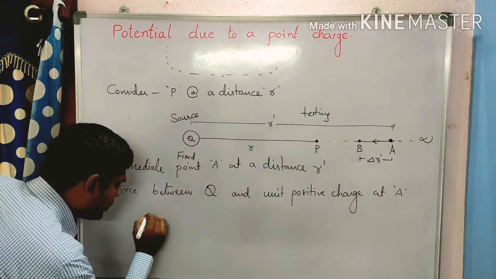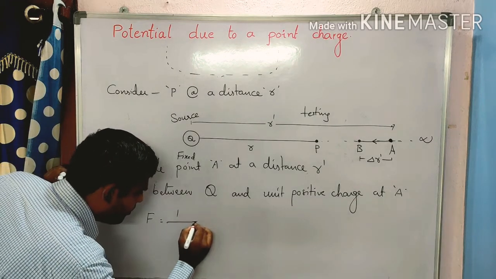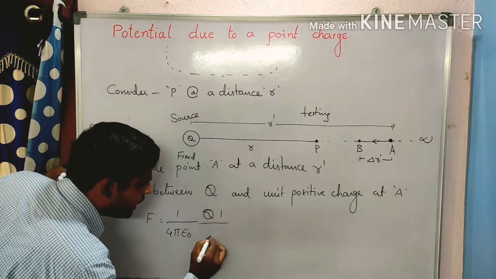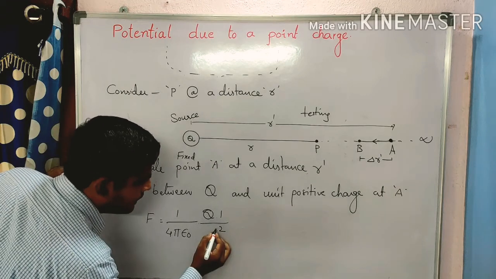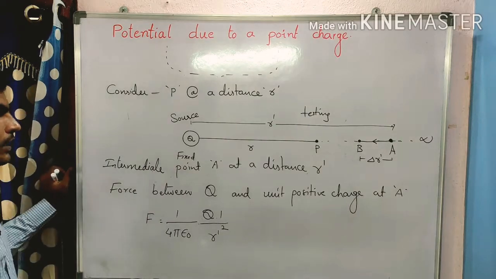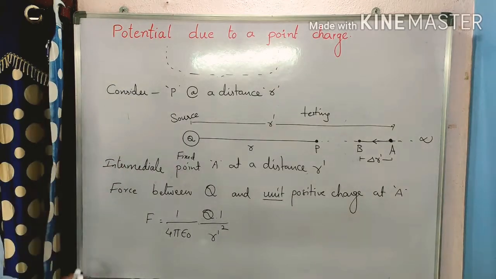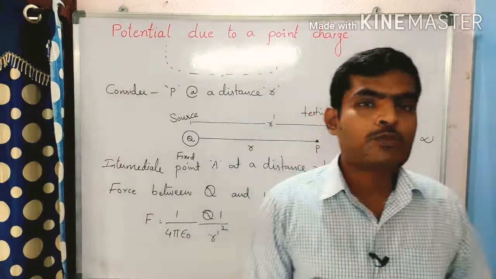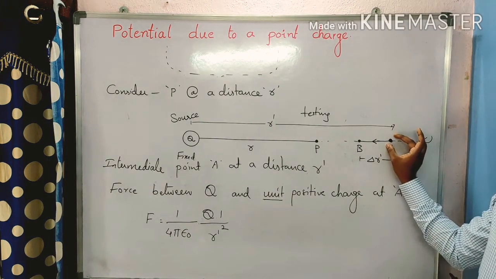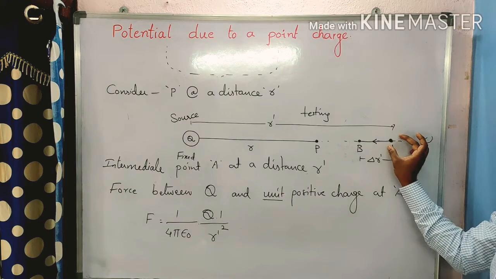So what is the force between the two charges? F is equal to, from Coulomb's inverse square law, 1 by 4 pi epsilon naught q1 q2 by r square. Here r dash is the distance, so I am writing r dash square, right? One is here the unit positive charge. What does it mean by unit positive charge? A unit positive charge is one whose magnitude is 1 coulomb. That's why I am saying this as a unit positive charge.